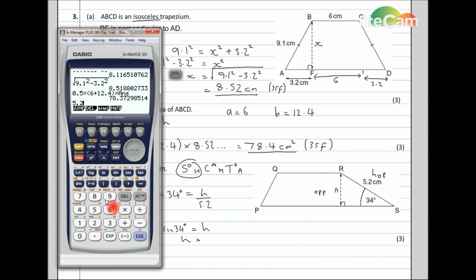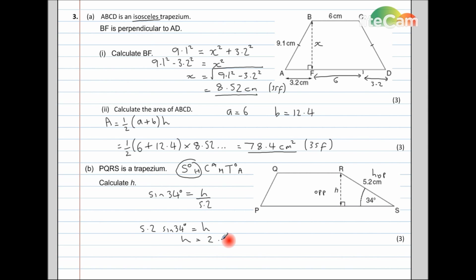So all we've got to do is put that into our calculator. 5.2 sine 34, and we get 2.91 if we round to three significant figures.